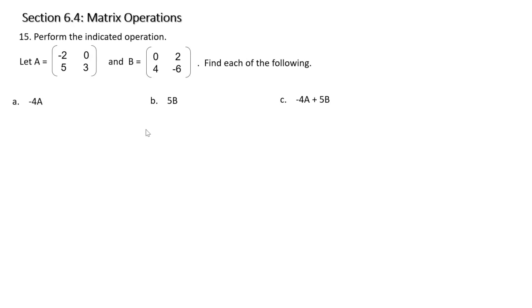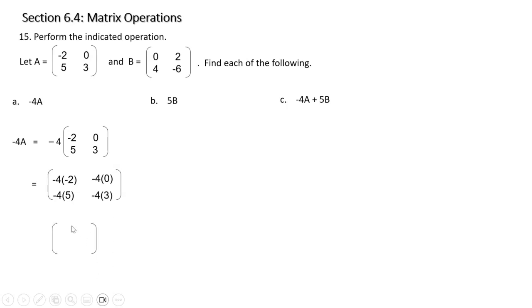And I believe I went over some of these concepts last week. This is called a scalar. The negative 4 is a scalar. If you have negative 4 times matrix A, it will be the same thing as multiplying negative 4 times every element in matrix A. It will be negative 4 times negative 2, negative 4 times 0, negative 4 times 5, and negative 4 times 3. The result will be 8, 0, negative 20, and negative 12.